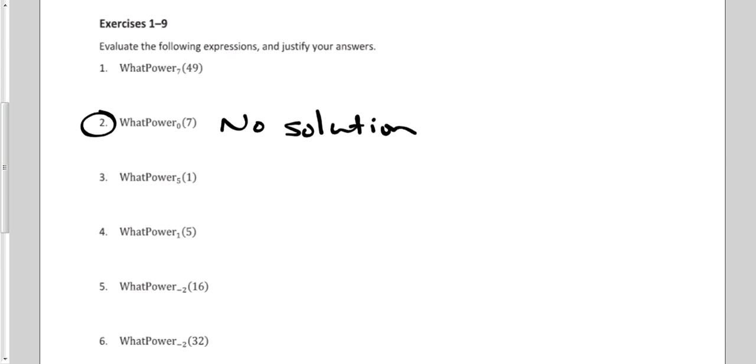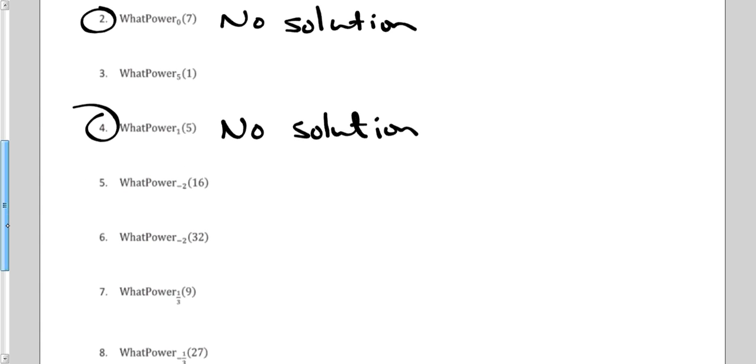How about this one? Okay, this isn't 0. I'm going to do number 4 now. 1 to what power equals 5? 1 to the 5th power. So 1 times 1 times 1 times 1 times 1. Any power will always equal 1. So is there a solution for this guy? No solution. All right. Now, funky number.